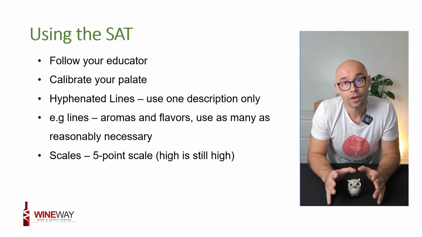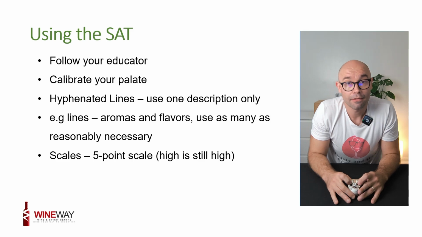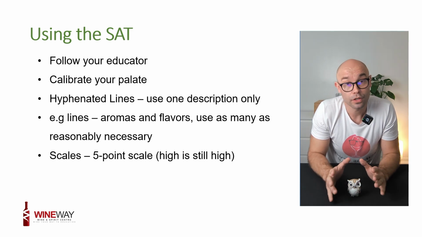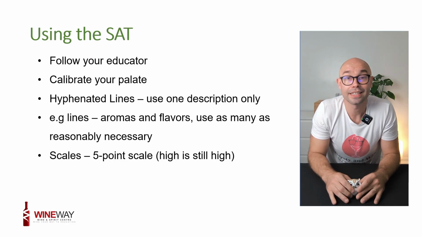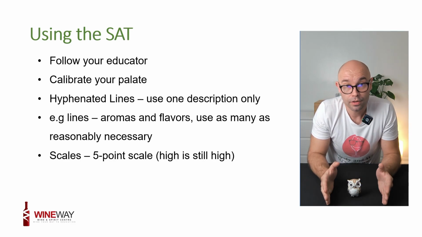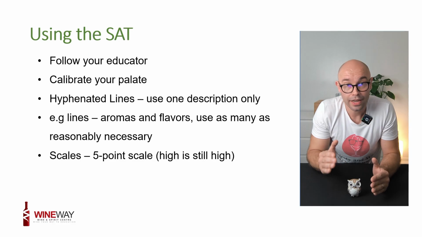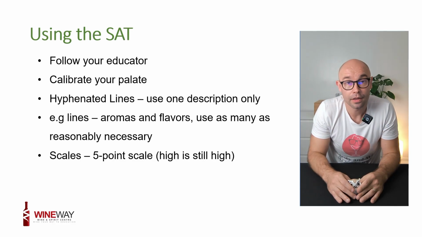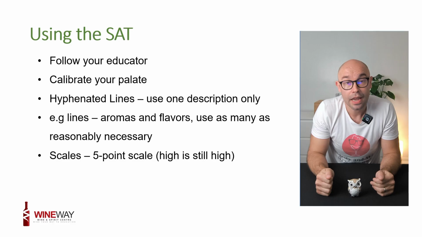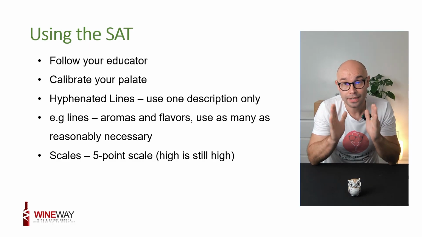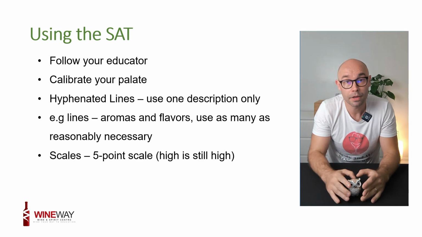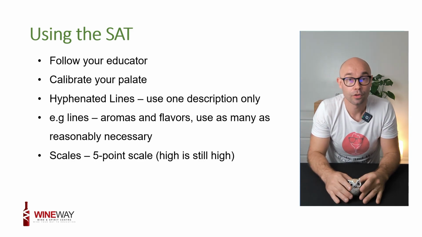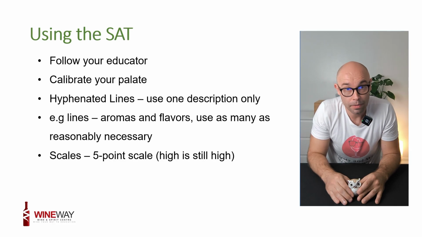The scale on the WSET Level 3 is a 5-point scale. On the WSET Level 2, it was a 3-point scale. On WSET Level 3 in wines, most of the descriptions on the SAT have a 5-point scale. For example, the wine can be light body, medium body, or full body, but it also has two additional lines of medium minus and medium plus. The reason for this is for you to have more precision when describing these wines.